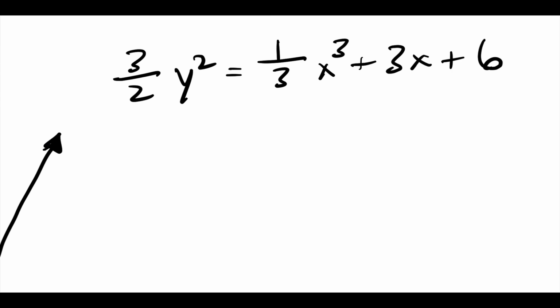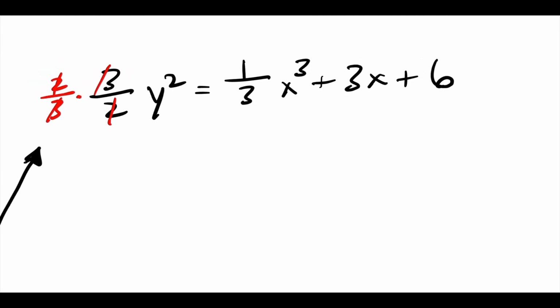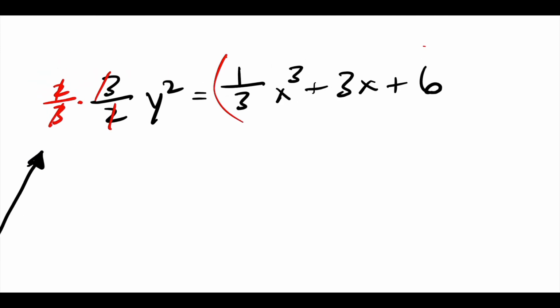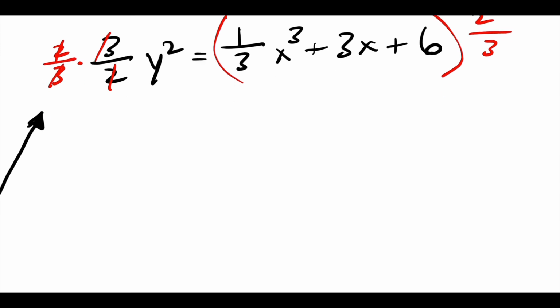Multiply by the reciprocal. Multiply both sides by the reciprocal. Those will cancel out, all become 1s. Now over here, I have to multiply everything by the reciprocal. Okay, so let me rewrite this. Y squared, I'm going to move the 2/3 to the front.